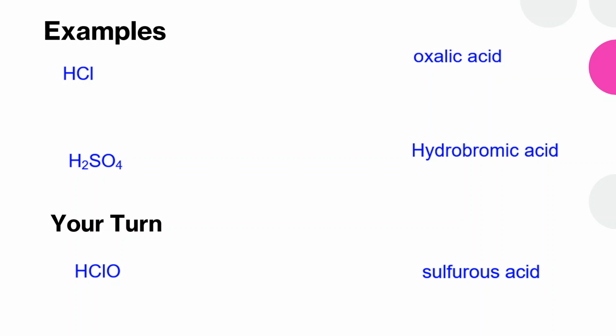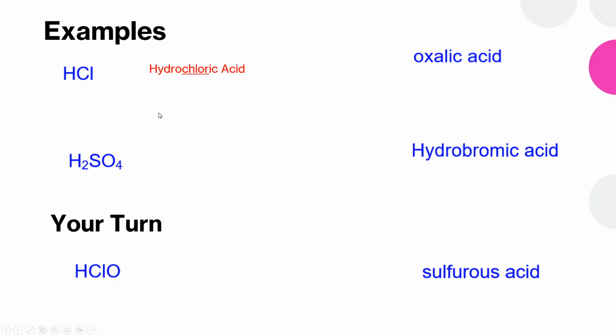Let's do a few more examples here. HCl. What you would do is go look on your periodic table and you would see that Cl is chlorine, which when it's an anion, we call chloride. And that ending in ide, we're going to use the hydro-ic acid naming convention. So HCl is hydrochloric acid. I'm just inserting the chlor in the middle there.